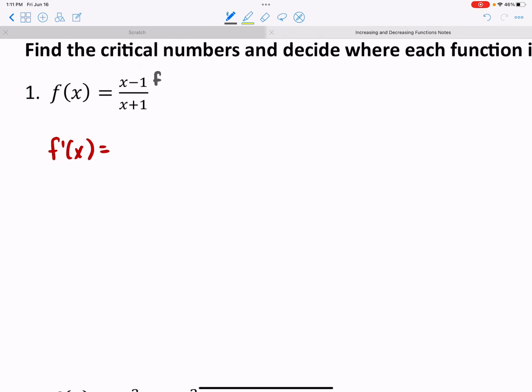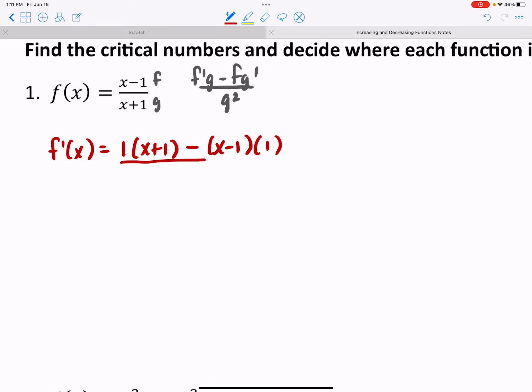So I'm going to call this f, call this g. My quotient rule is f prime g minus f g prime over g squared. So in this case, f prime, the derivative of x minus 1 would just be 1, times g, which is x plus 1, minus f, which is x minus 1, times g prime, which is just 1, all divided by g squared, so x plus 1 squared.